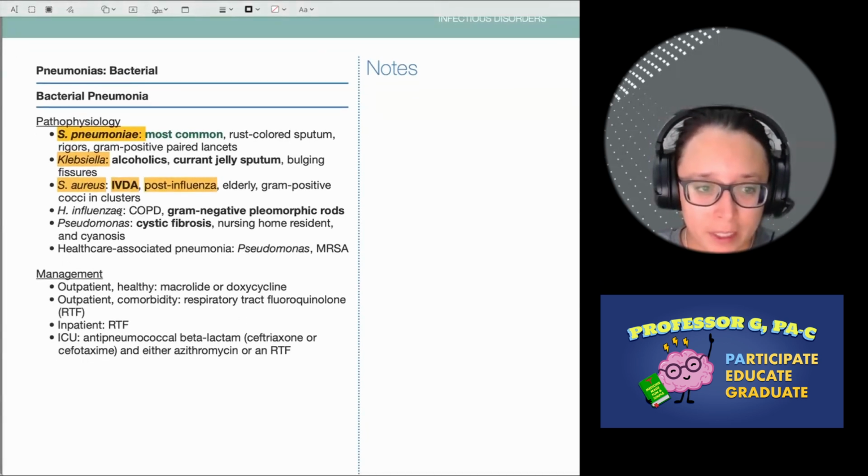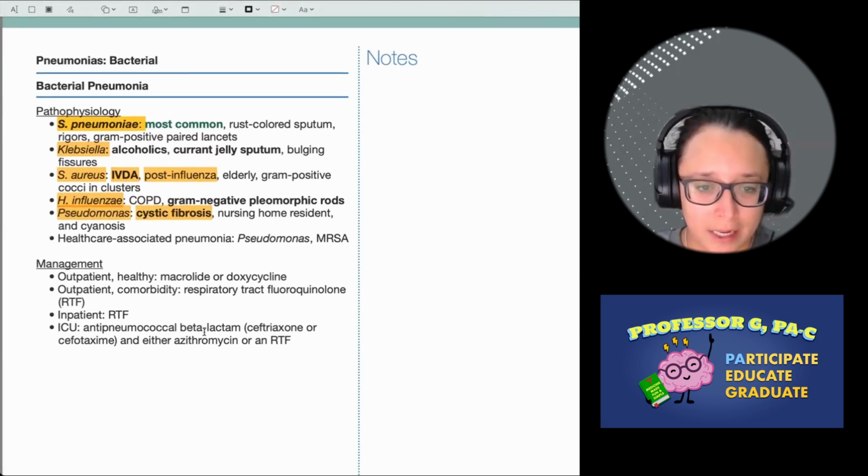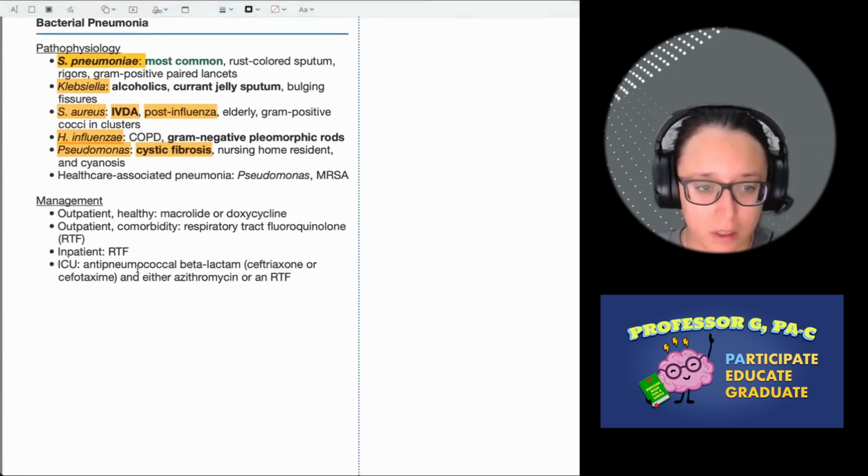H-flu, we're going to see that more in COPD patients. Pseudomonas is for cystic fibrosis. They go hand in hand. Cystic fibrosis, Pseudomonas. And then healthcare associated can be a bunch of different things. It's multi-bug. So Pseudomonas, MRSA, things that you find in the hospital.